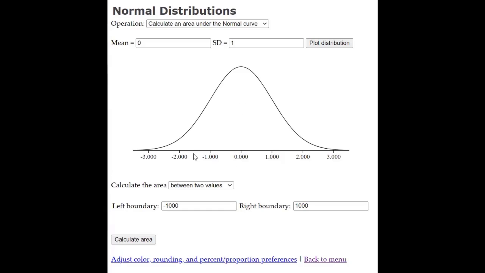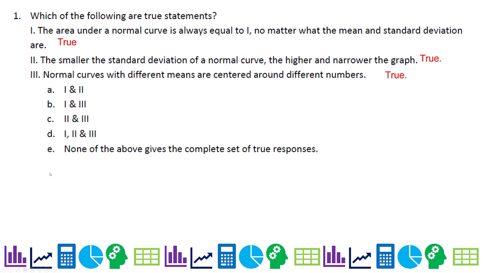So all 3 statements are true for the normal distribution. Now that we've gone through it, we can see that all 3 statements are true. So we select D, 1, 2, and 3.